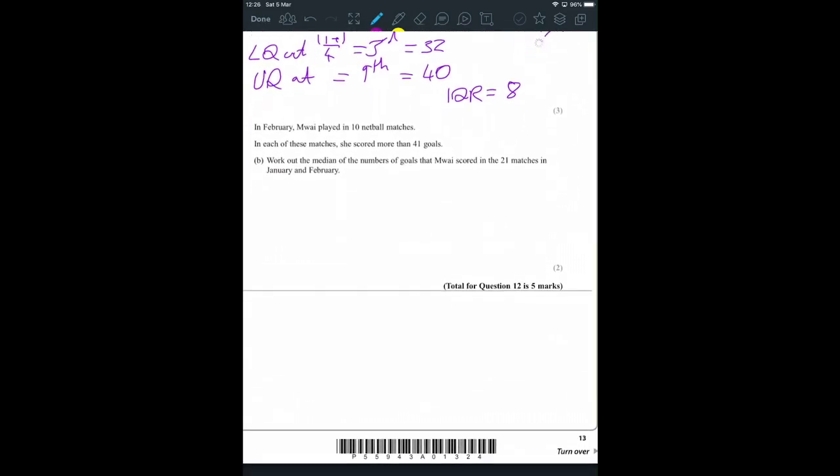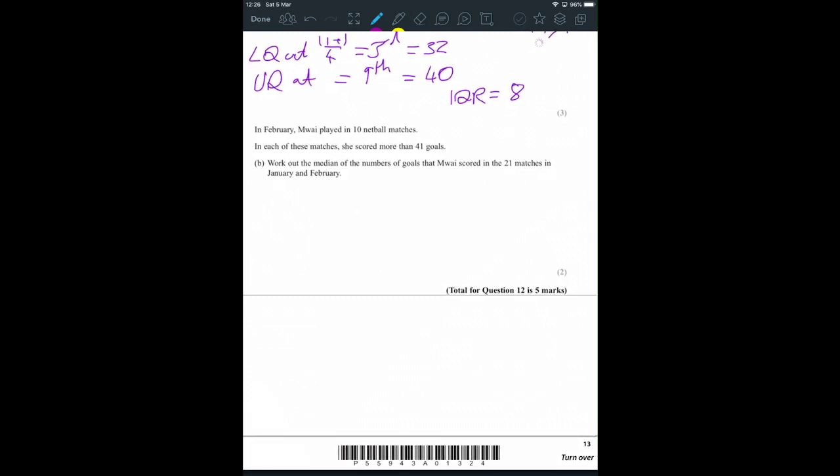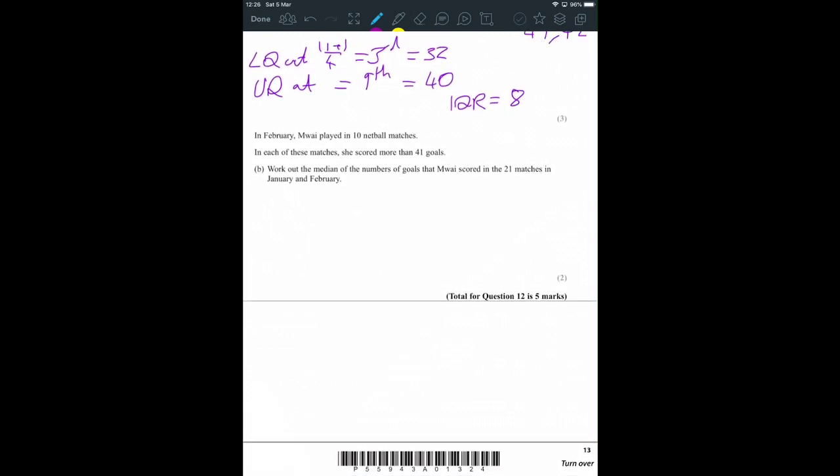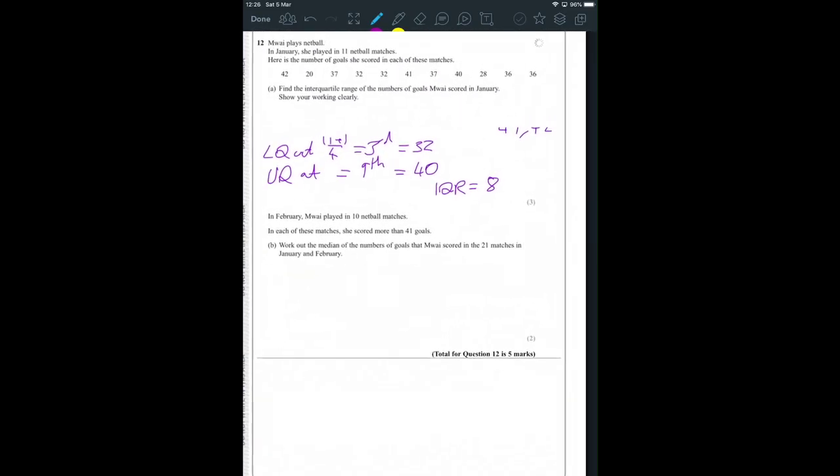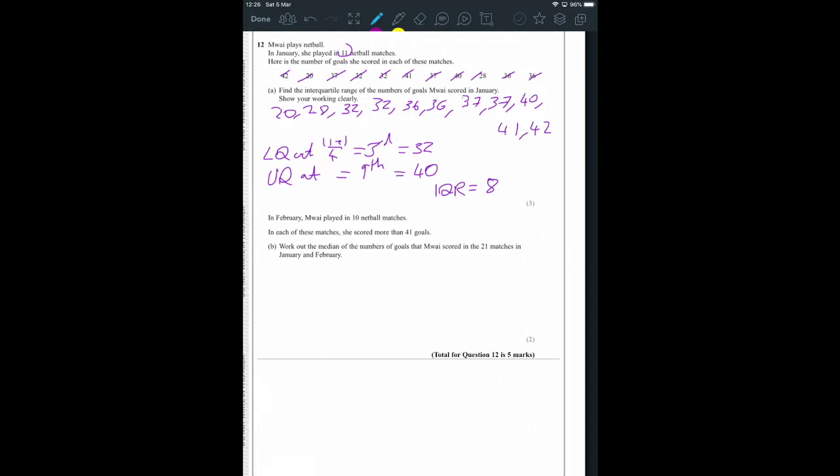In February, we played 10. In each of those matches, he scored more than 41 goals. Work out the median of the number of goals that we scored in the 21 matches in January and February. This is quite a nice problem-solving one now. So all of these matches are going to be needing to be put at the end of this list. And we want the median.